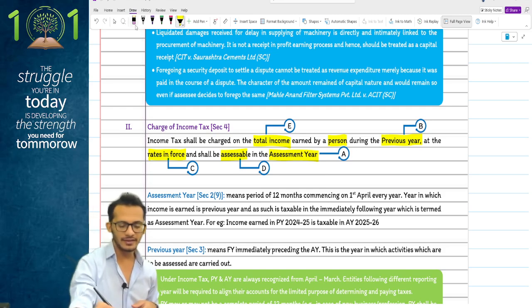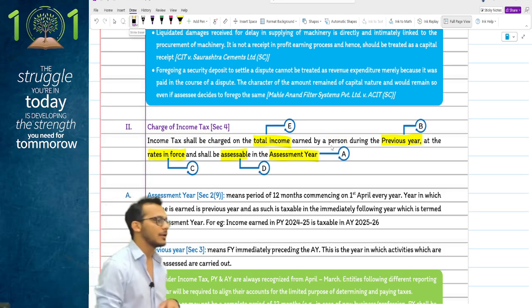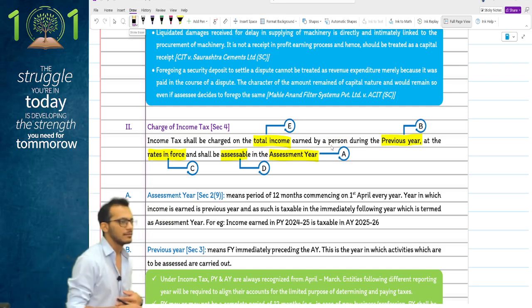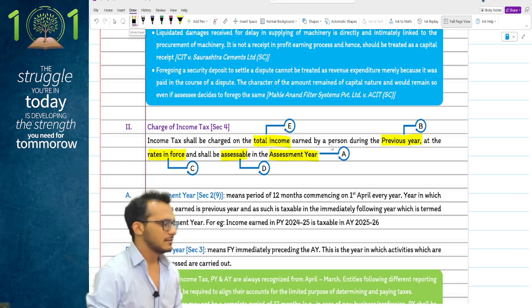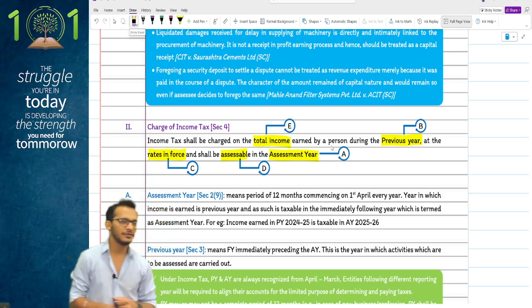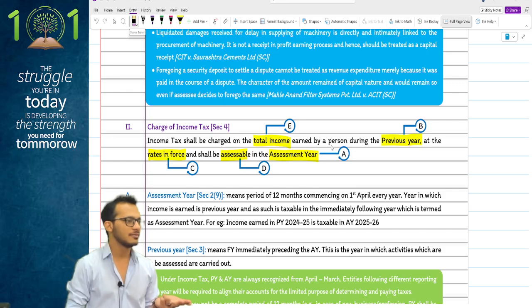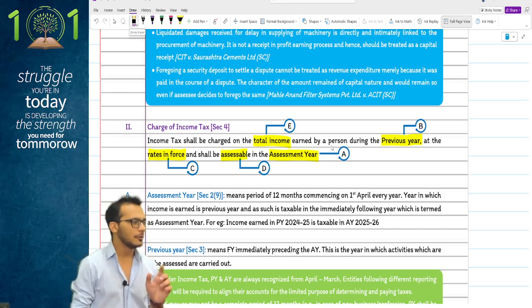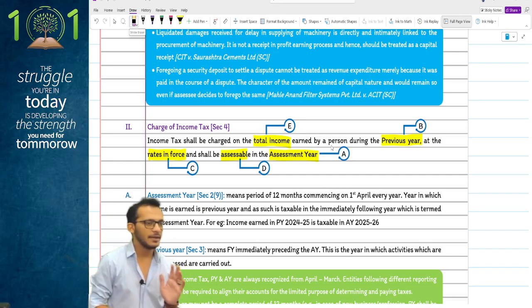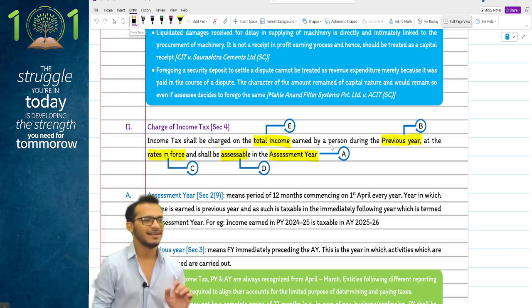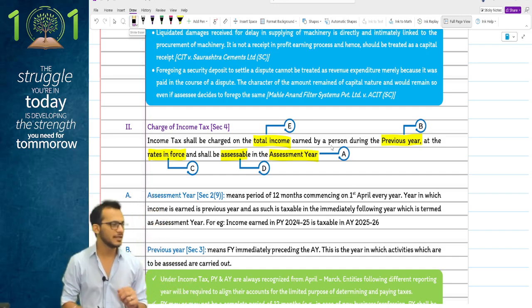The first item which you're seeing is something called a person. Now you and I both understand persons are being defined in the Income Tax Act. It is an inclusive definition. It starts with individual, HUF, company, firms including LLP, AOP, BOI, AJP and local authority. These are all the persons which are defined under the Income Tax Act.